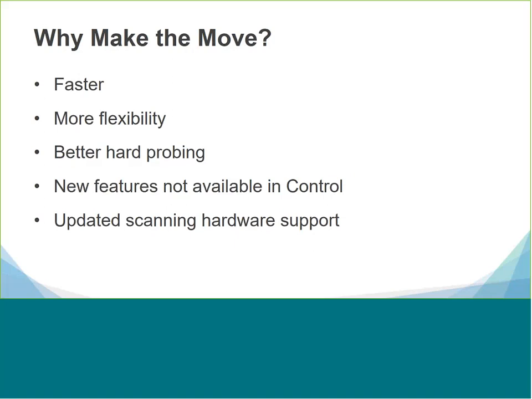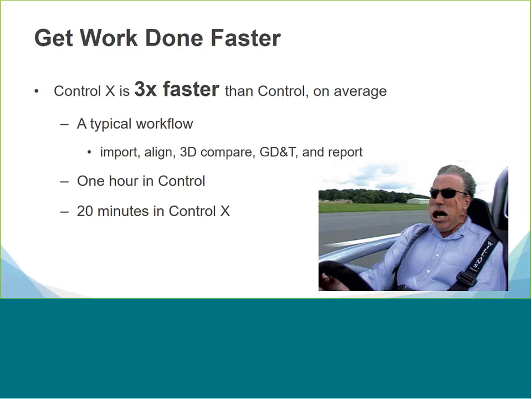Number 2 is that Control X gives you more flexibility to inspect the way you want. Number 3, Control X has better probing support than Control. So if you've got a portable CMM arm, you're going to love what's possible in Control X. Number 4, a whole bunch of new features are in Control X that aren't in Control. And more importantly, all of our development effort for inspection is concentrated on Control X. So many more new features are on their way. And number 5, just like the new features, Control X supports more scanners with better interfaces than Control. And this is only going to continue to improve over time. All right, so let's dive into each of these 5 reasons a bit more.